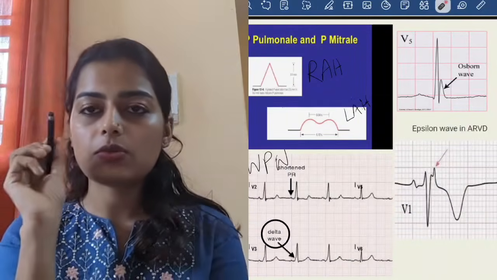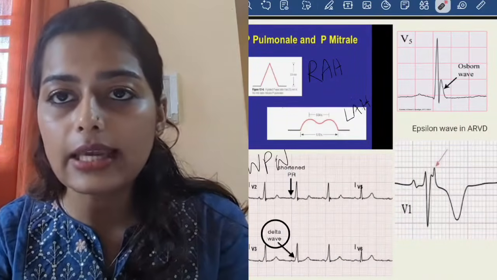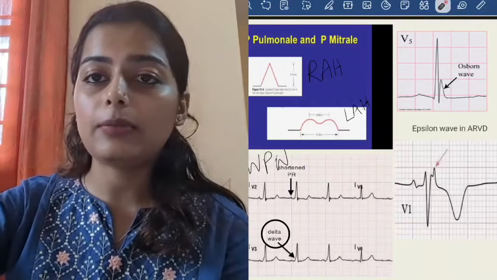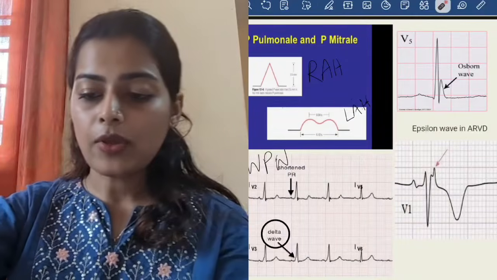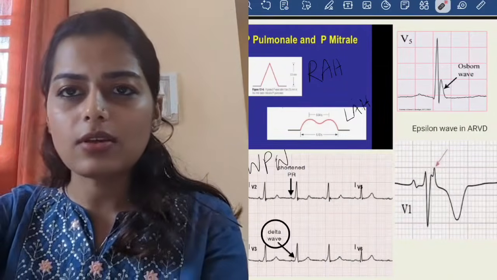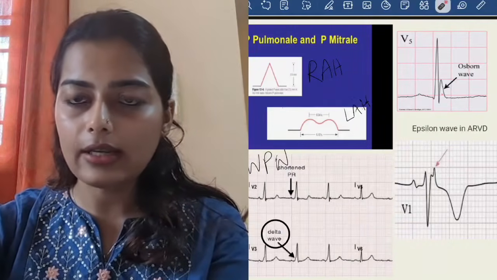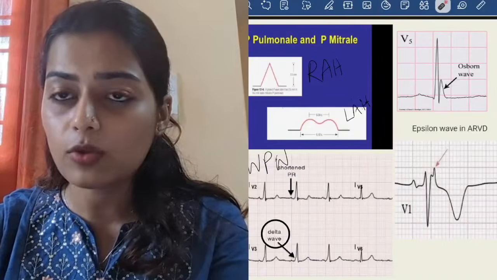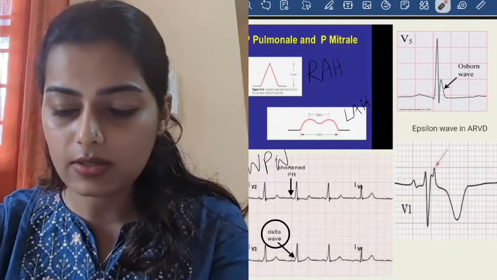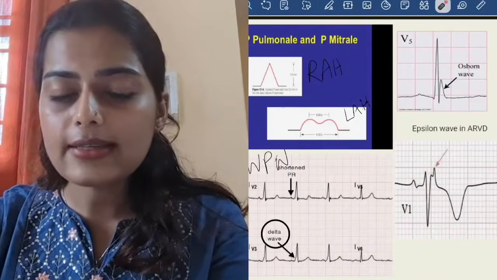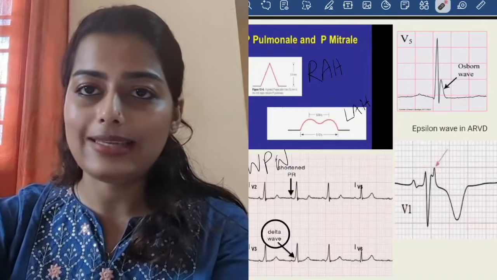Okay, there is a chance that this ECG can be given, and you can be asked to identify the condition. The epsilon wave and Osborn wave look a little bit similar, but from the history you can identify, and there are differences between the two waves. If you look closely, you can see the main differences. Okay, so that's it about certain abnormal waves in ECG.